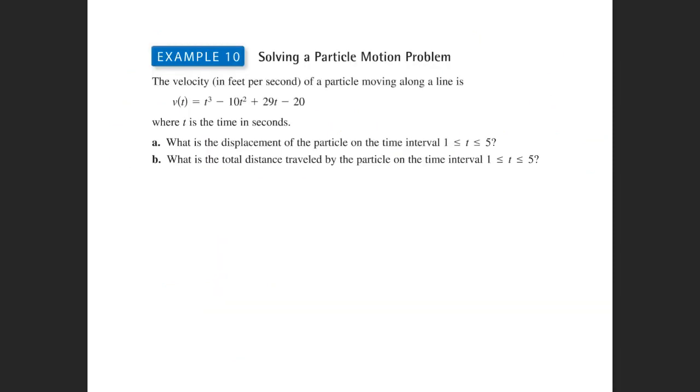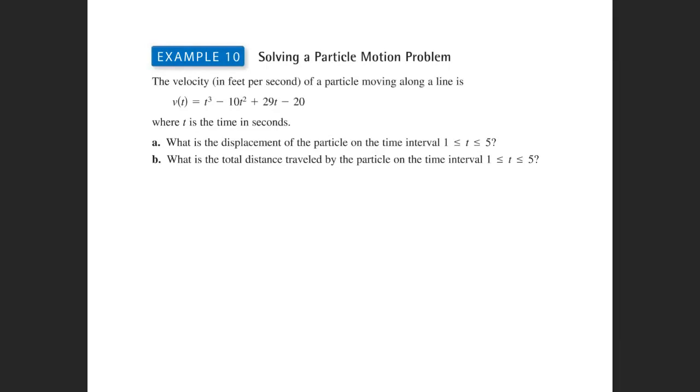All right, so here's the problem. It says the velocity of a particle moving along a line is t to the third minus 10t squared plus 29t minus 20, where t is time in seconds. What is the displacement of the particle on the time interval between 0 and 5? What is the total distance traveled of the particle between 1 and 5? So these are the types of problems that I would expect students to start using their calculators on. Now could you solve this problem using calculus? Sure, I could. I don't want to, but I could. What I want you guys to do is use your calculator to find this.